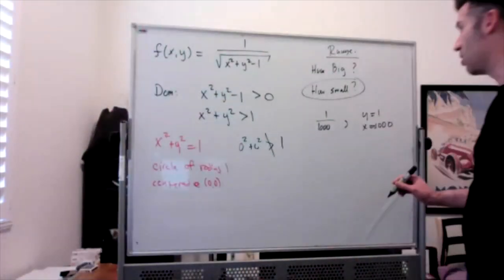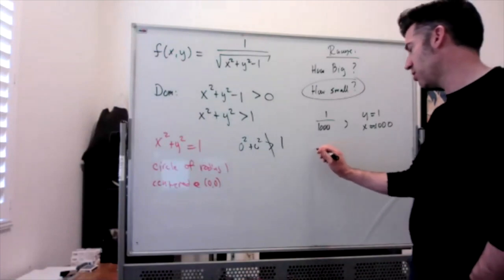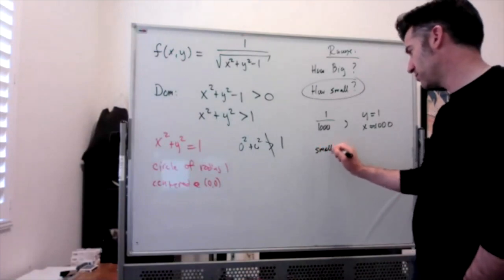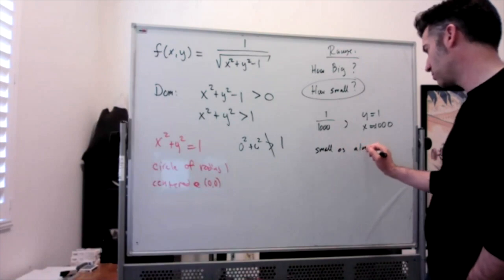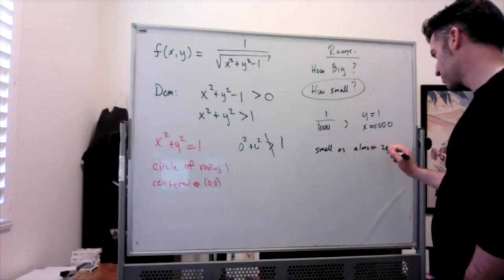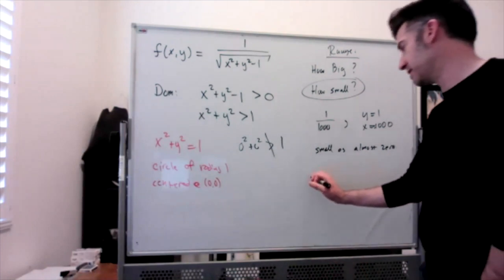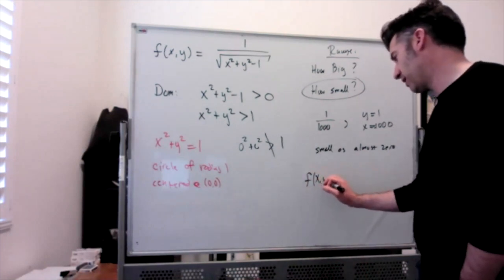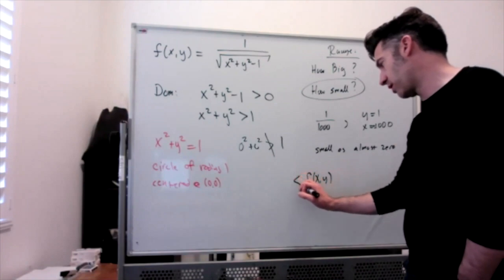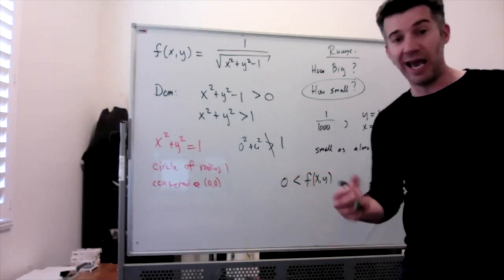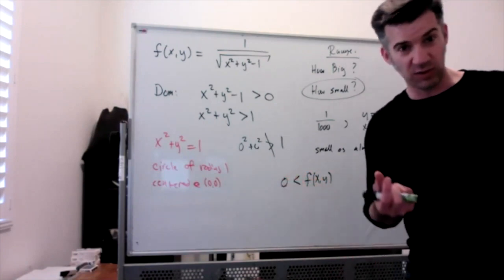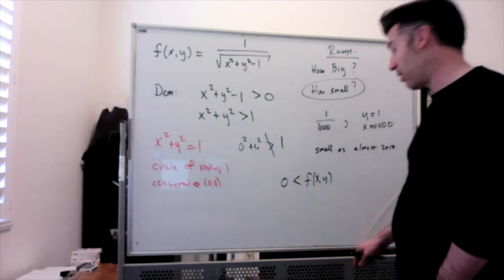Okay, so we can say this can be as small as almost 0. Right? We can get any positive number, but not 0. So what I would say is the function f of x, y is certainly going to be greater than 0. You can get any value that's greater than 0, even super small ones. Okay, let's talk about how big it can be.